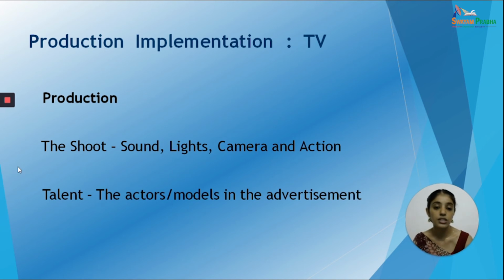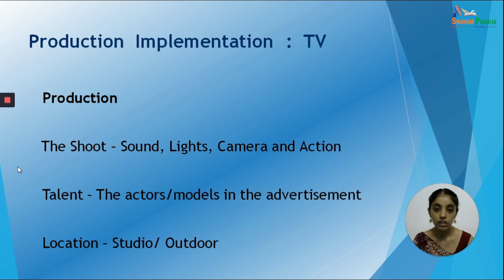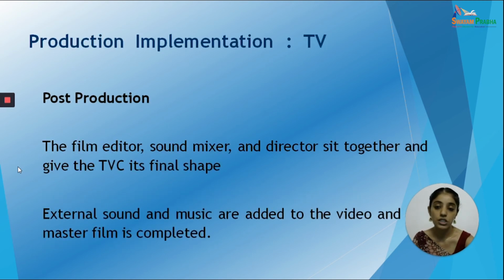Talent or actors or models in the advertisements actually shoot it. Location is chosen and the pre-designed script and storyboards are then executed in the form of a shoot. Then comes the post-production stage. Here the film editor, the sound mixer and the director all sit together and give a final shape to the TVC. How is it done? External sound is mixed or added to the shooting. Important parts are edited. Sometimes dubbing needs to be done. So all that is brought together and a final shape is given to the television commercial.